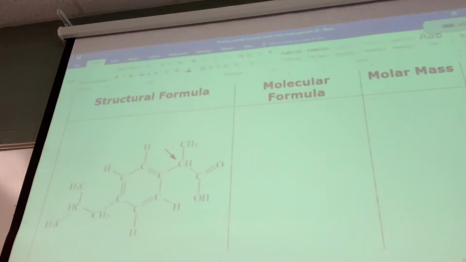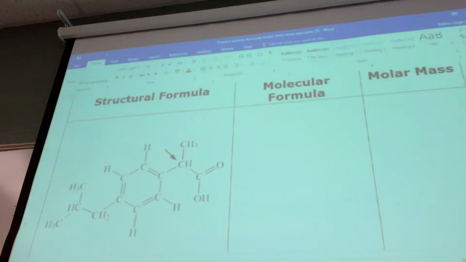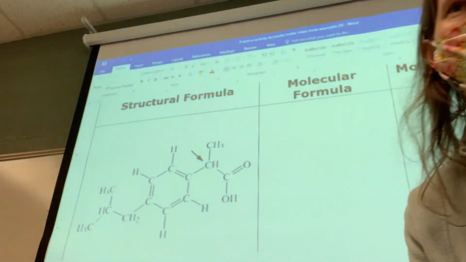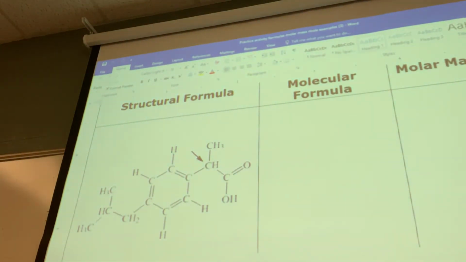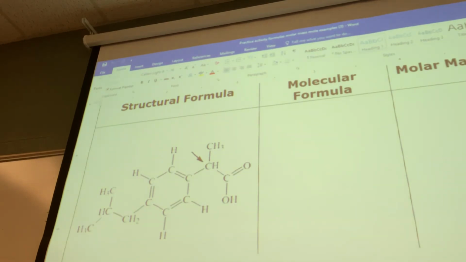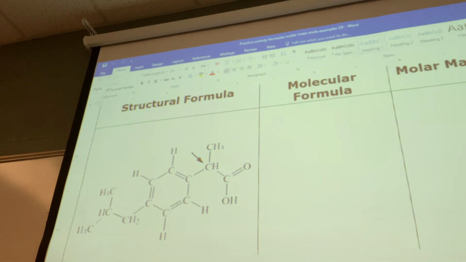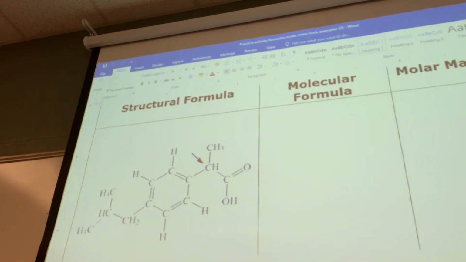Okay, so I want you to be able to look at any size molecule. So this is a structural formula, right? Because it has bonds and it shows the elements and it shows the arrangement. Every element is there for you to count. So how do you figure out what the molecular formula is? The molecular formula is just the chemical formula of a molecule. So if it's a molecule and it's a chemical formula, it's called a molecular formula. So how do we figure out the molecular formula?